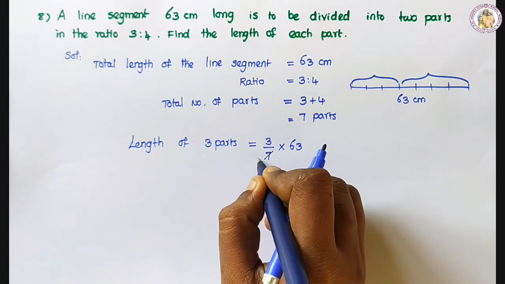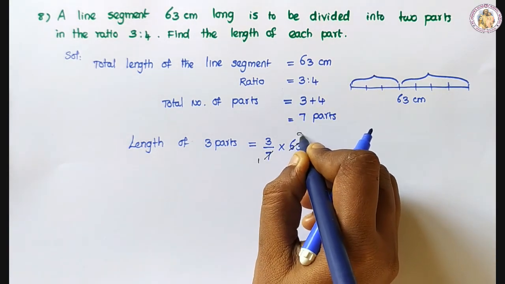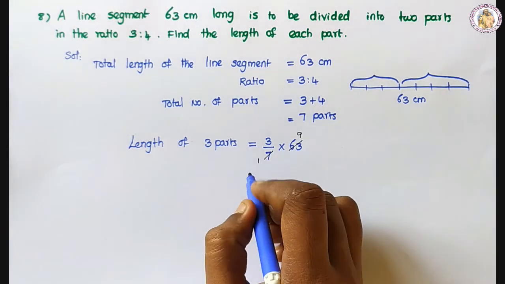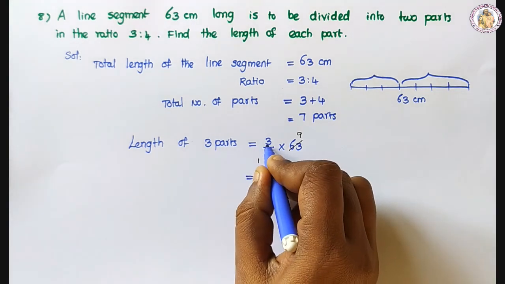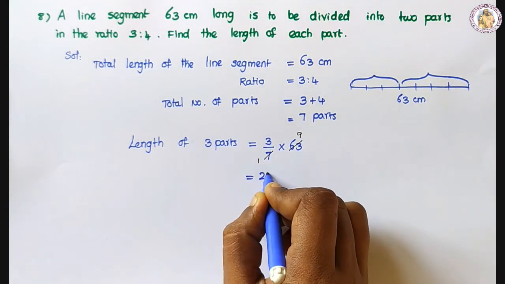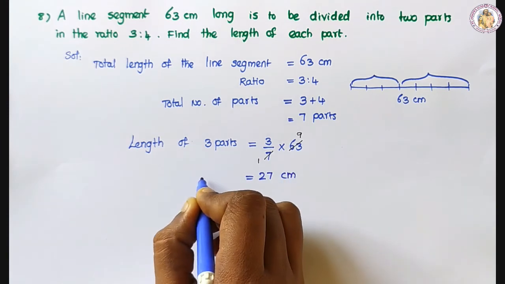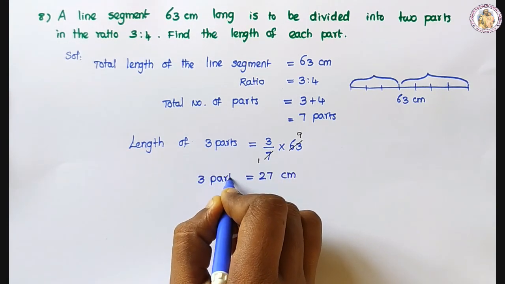equal to 3 divided by total number of parts is 7 into total length 63. Cancel the number. 1 7 is 7. 9 7s are 63. Multiply the remaining numbers. 3 9s are 27 centimeter. That is 3 parts.